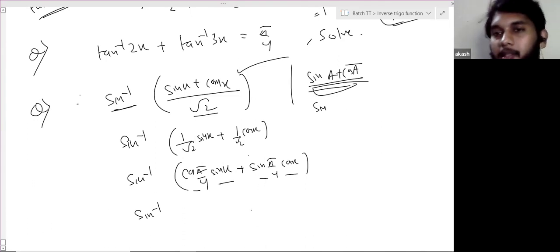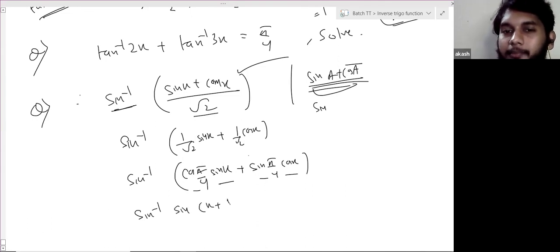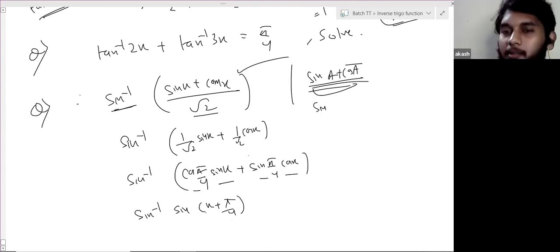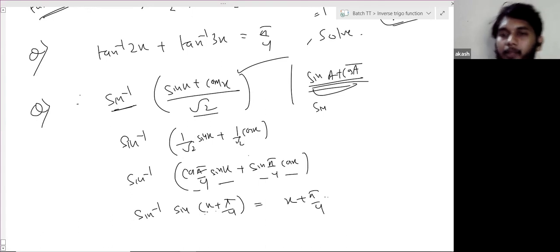Sin a cos b plus cos a sin b is sin(a plus b). Right, everyone? Yes, sir. So I can write it like this: sin a cos b plus cos a sin b is sin(a plus b). So the final answer will be x plus pi by 4. Is this thing clear?